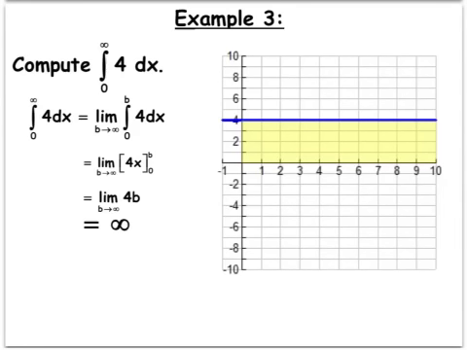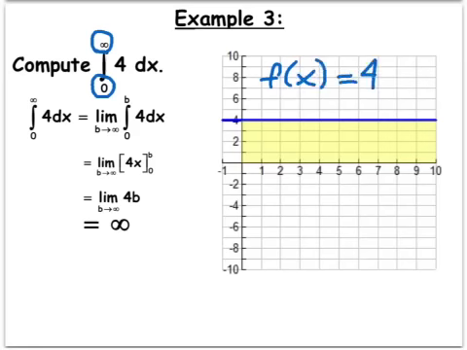So here we have it. Compute the definite integral, the improper integral, from 0 to infinity of 4 dx. So my lower limit of integration is 0, my upper limit of integration is infinity, and my integrand f of x is equal to 4.